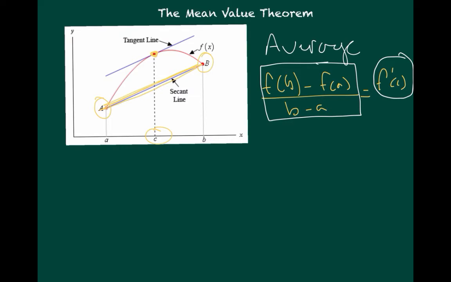So you'll notice that the secant line connecting A to B has a slope that is the same as the tangent line. So these two lines would be parallel, just like we learned in geometry. They'd have the same slope. Okay, let's take a look at this in more formal language.